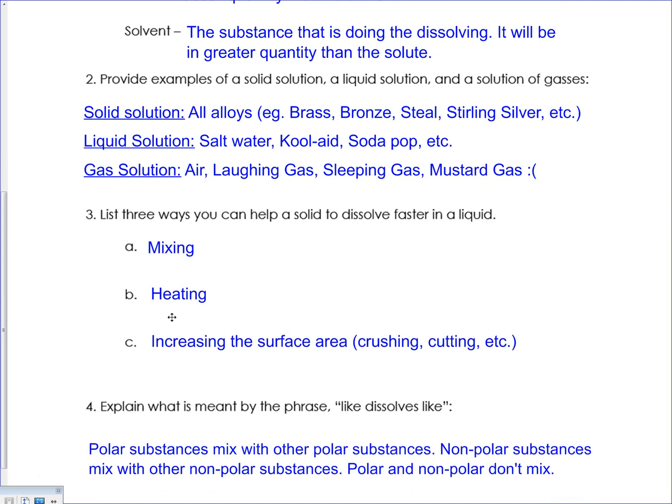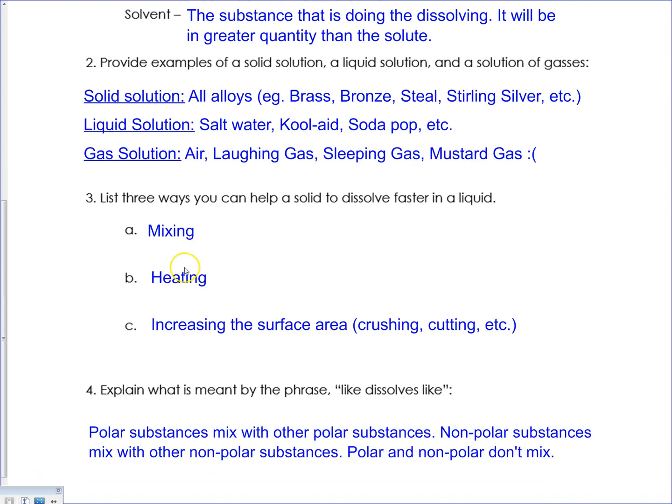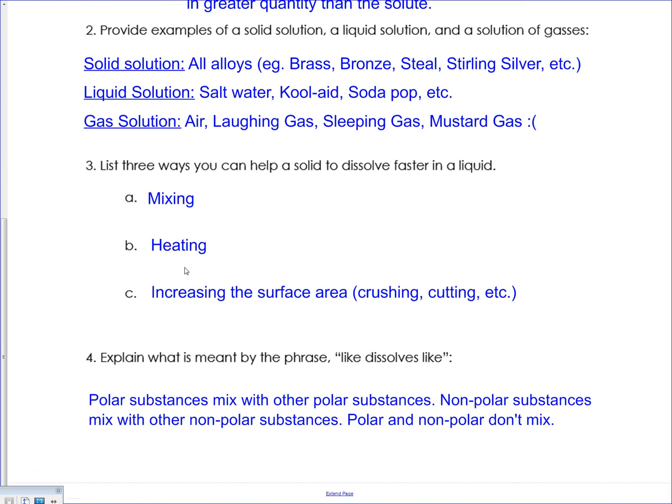This phrase, like dissolves like, means that things with similar polarity are going to dissolve in one another. So if they're nonpolar, they're going to dissolve with each other. If they're polar, they're going to dissolve with each other. But a polar and a nonpolar substance don't mix together. So that's a really, really big concept with solutions. So know that like dissolves like, or polar substances dissolve polar substances, and nonpolar substances dissolve nonpolar substances, but they don't mix together. That's why oil and water don't mix.